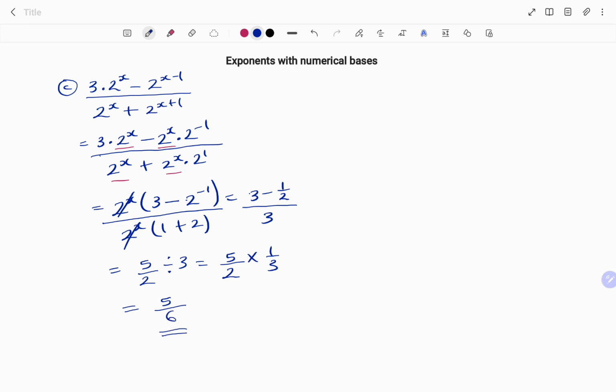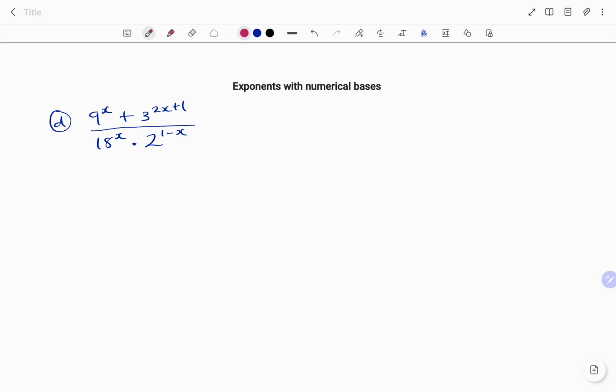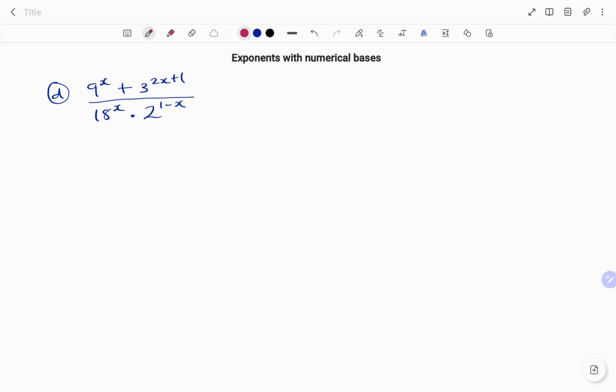Let's look at one more example. In this example, I have 9 to the power of x plus 3 to the power of 2x plus 1, over 18 to the power of x times 2 to the power of 1 minus x. Using prime factorization, my 9 equals 3 times 3, which is the same as 3 squared. 18 is the same as 3 times 3 times 2, which is the same as 3 squared times 2.